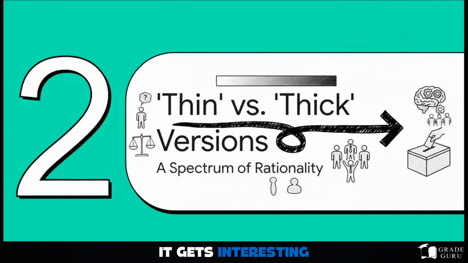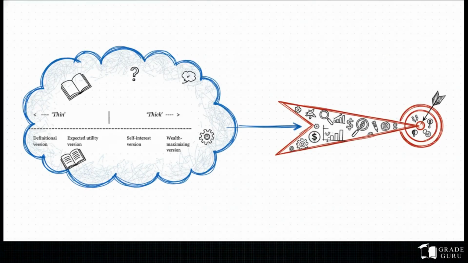Now here's where it gets interesting. Rational choice isn't just one single idea. It's more like a spectrum. So let's break down the different versions, going from the most general one to the most specific. This image is super helpful. Here's the key thing to remember for your exam. Thin versions are really broad. They can apply to almost anything, but they don't give us strong predictions. Thick versions, on the other hand, are way more specific, which makes them much more powerful for making real, testable predictions.